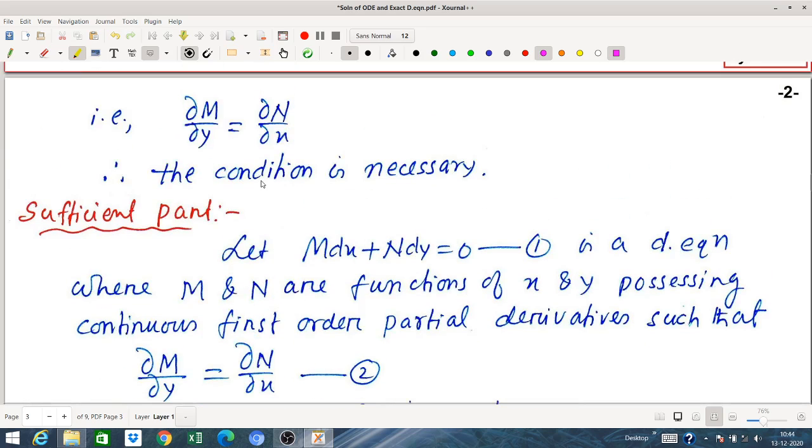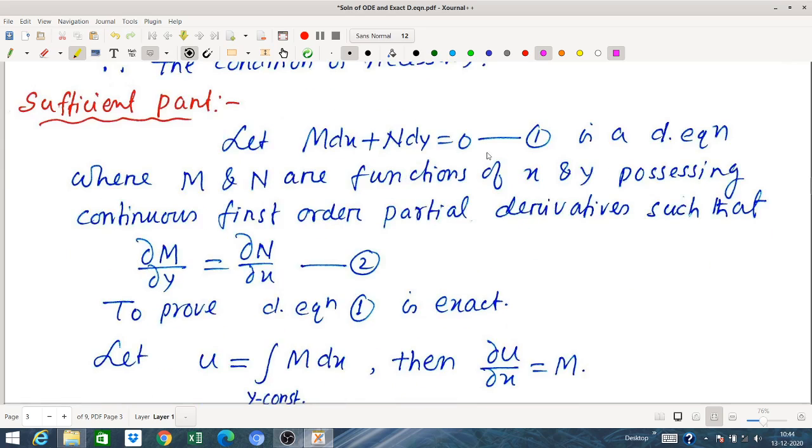Now the sufficient part means if del m by del y equal to del n by del x, then we have to prove that the differential equation is exact. So let m dx plus n dy equal to 0 be a differential equation where m and n are functions of x and y possessing continuous first order partial derivatives such that del m by del y equal to del n by del x, means this condition is assumed. Now our aim is to prove this differential equation is exact, means m dx plus n dy equal to d of a single function, which we have to find.